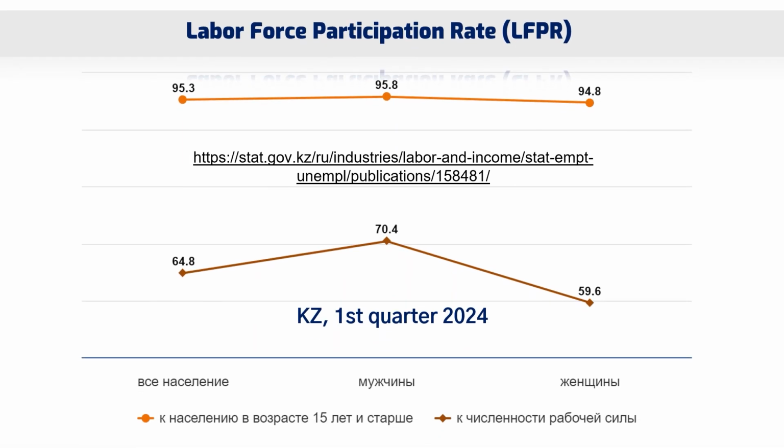This is data about the labor force participation rate in Kazakhstan. Interestingly, please pay attention to this line. On average, talking about the whole population of Kazakhstan, the labor force participation rate is about 65%, while among men it's about 70%, while among women it's 10% lower. What does it mean?